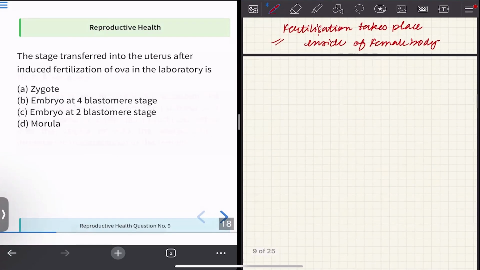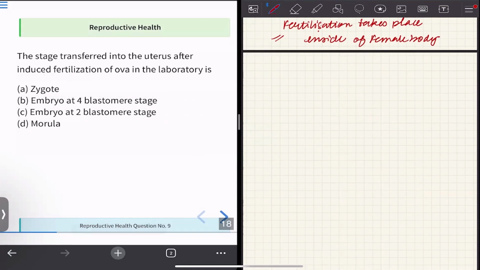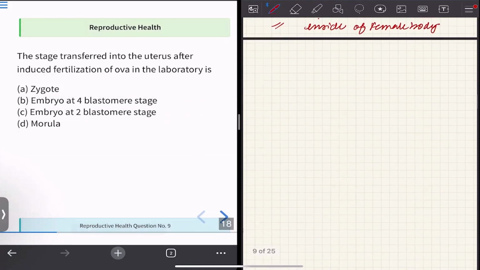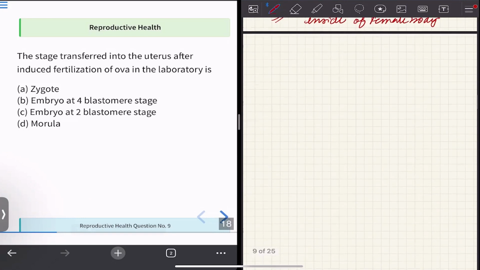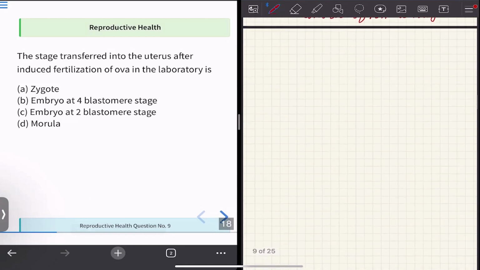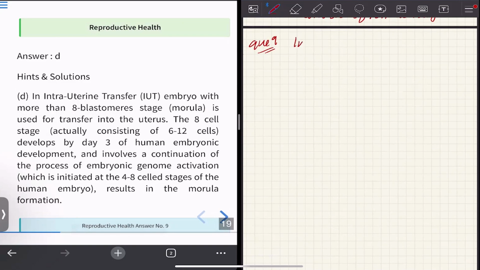Next one, we have: after the induced fertilization of ova in the laboratory, in which stage do we transfer it into the uterus? Question number 9. We have intrauterine transfer, and this is a type of in vitro fertilization. Why is this a type of in vitro fertilization? Because the fertilization is placed in a laboratory outside the human body.